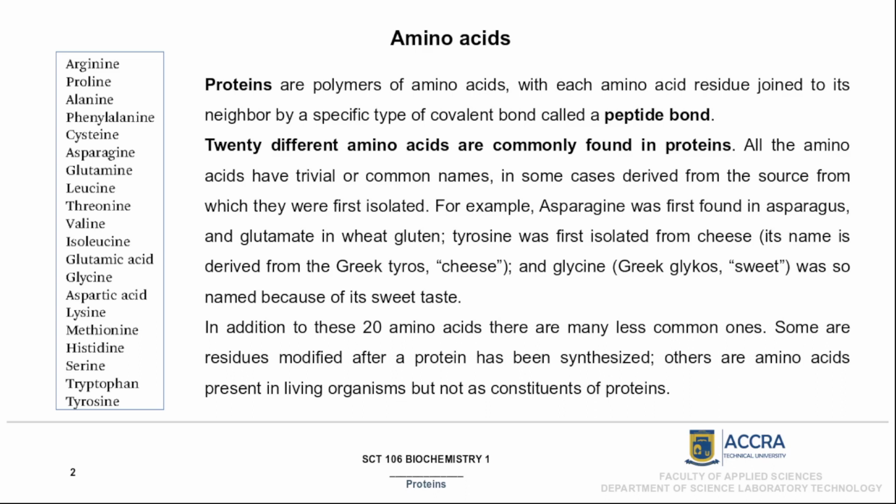In addition to these 20 amino acids, there are many less common ones. Some are residues modified after a protein has been synthesized. Others are amino acids present in living organisms, but not as constituents of proteins.